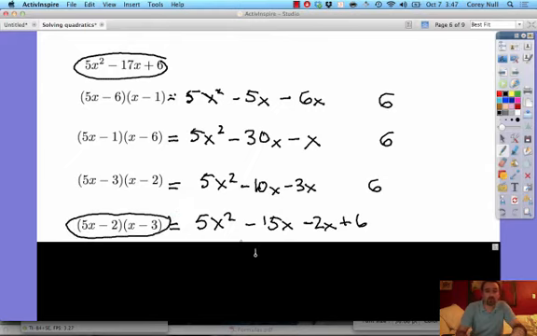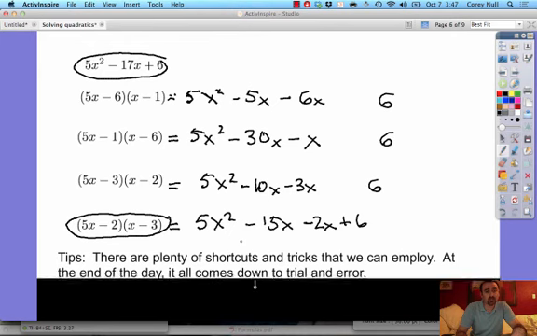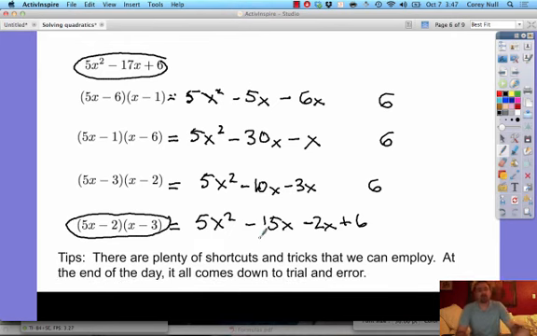Now that's a lot of work for one factorization, I completely admit. Here's the tip. There are plenty of shortcuts and tricks, and I think Ms. Kelly has taught some of them in her class. At the end of the day, it really does come down to trial and error. Sometimes you try 4 factorizations. Sometimes you try more. Sometimes you try just a couple.